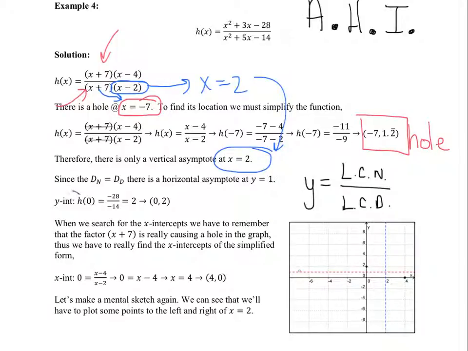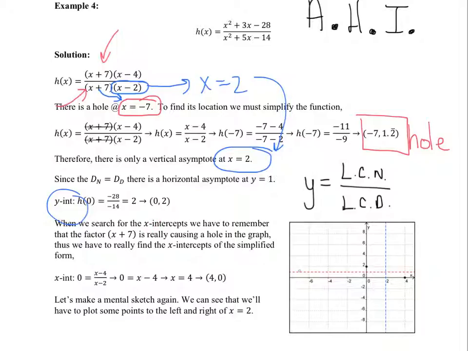So we jump down to the y-intercept. We find the y-intercept by setting x equal to 0 or simply by looking up here. Look at the ratio of the constants, always. It's the easy way to do it, because when you plug 0 in, these all drop off. So negative 28 over negative 14 is just simply 2. So the y-intercept is (0, 2). Notice I write a coordinate, not simply a value of 2. I write the coordinate out.